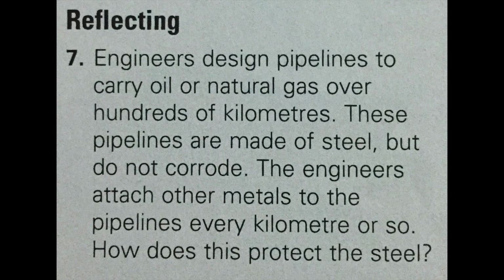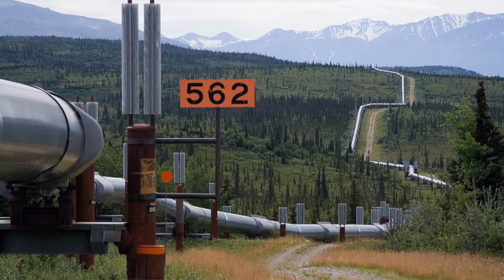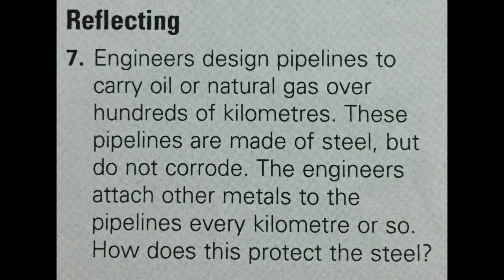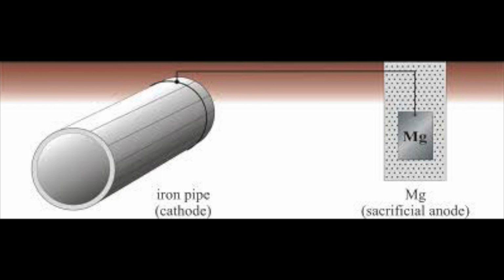Reflecting. Engineers design pipelines to carry oil or natural gas over hundreds of kilometers, such as the Alaskan pipeline, enormous. These pipelines are made of steel but do not corrode. The engineers attach other metals to the pipelines every few kilometers or so. How does this protect the steel? It simply outcompetes the steel for electrons, and you don't get the conversion of the steel to iron oxides.